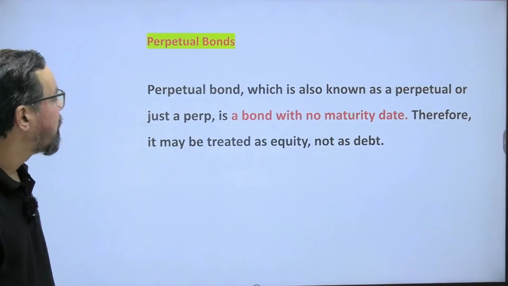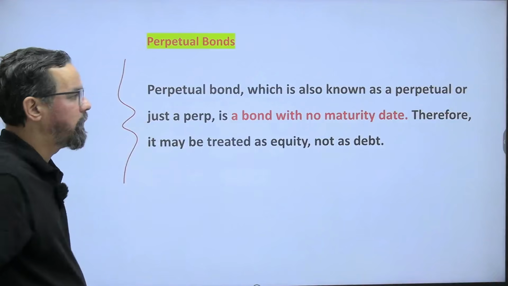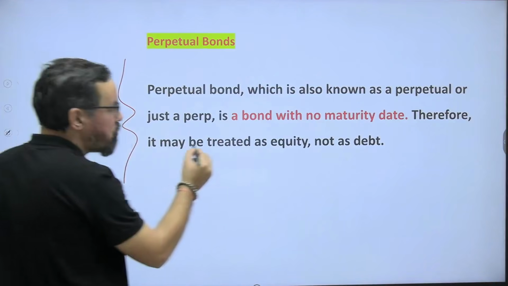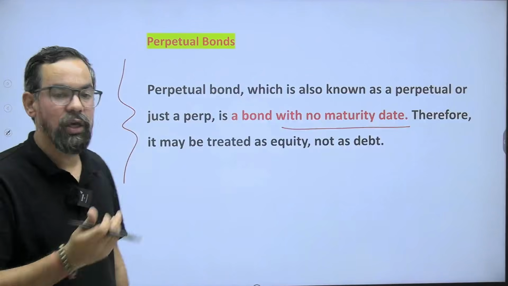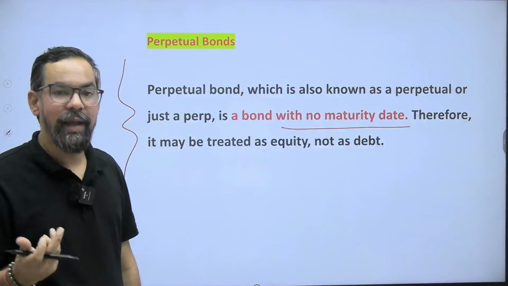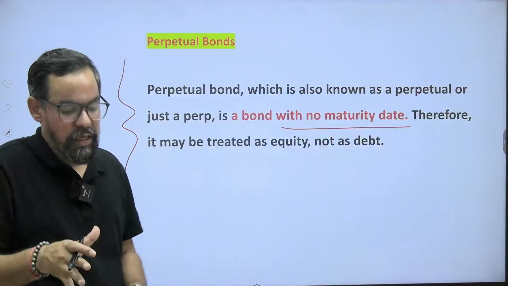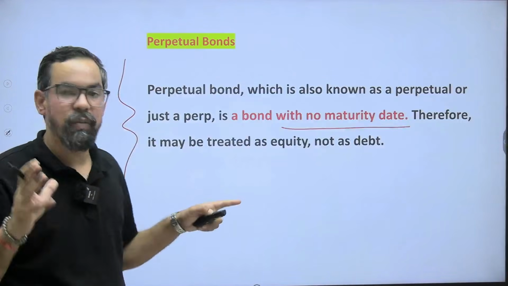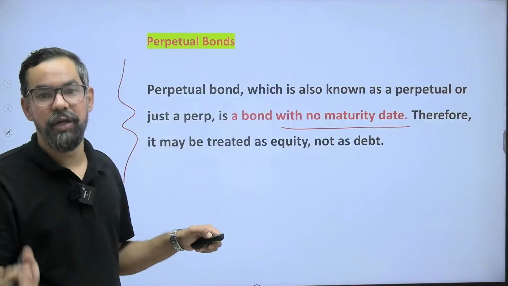That is the value which you are going to get from the market itself or from that particular investment itself, right? So next, perpetual bonds, which is also called a perp, perpetual. A bond with no maturity date, therefore it may be treated as equity, not as debt, and they are risky in nature. The feature which generally differentiates perpetual bonds from equity is that they offer a fixed rate of return, right?